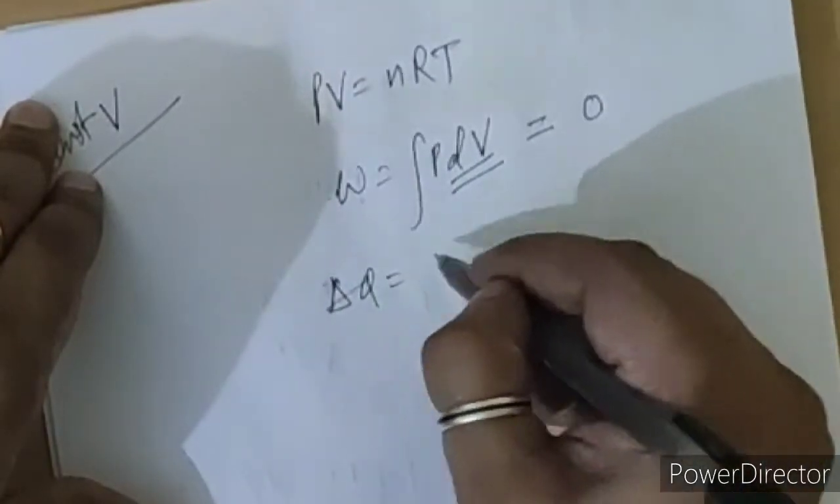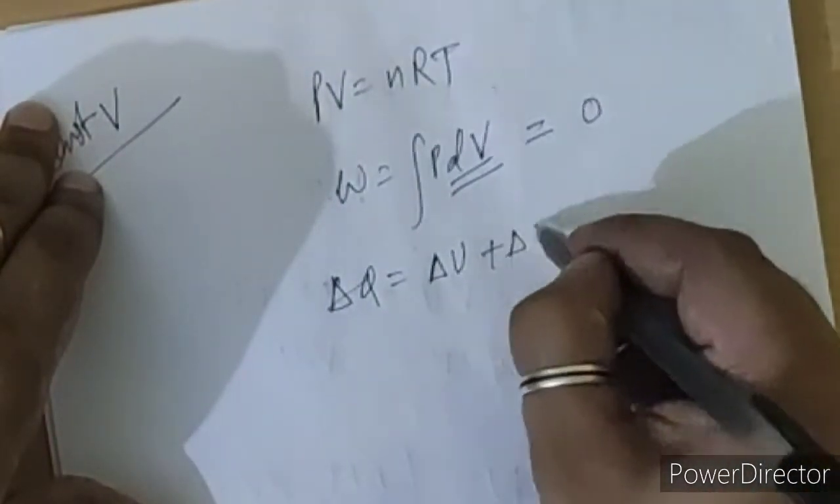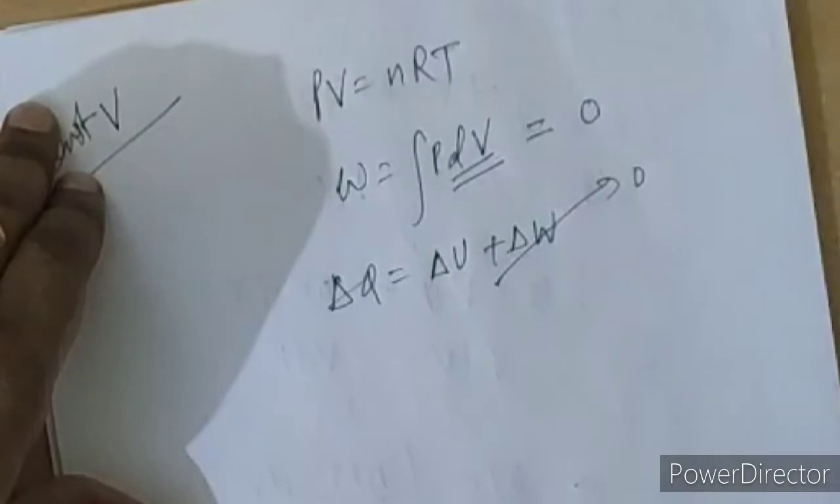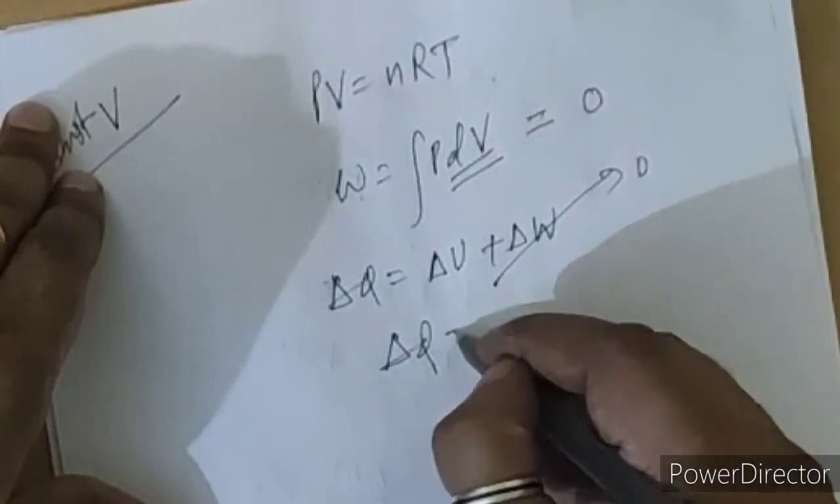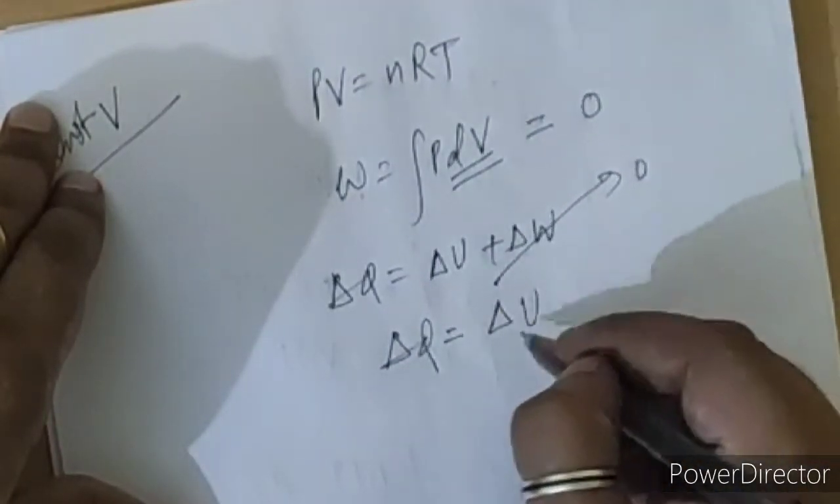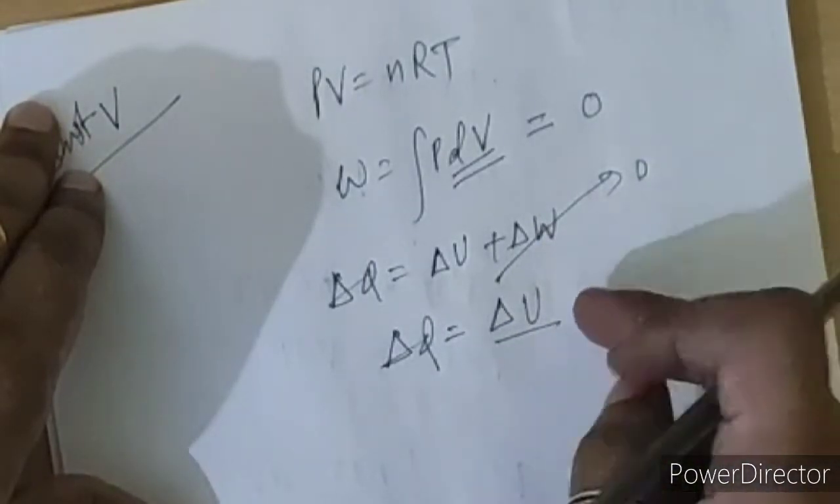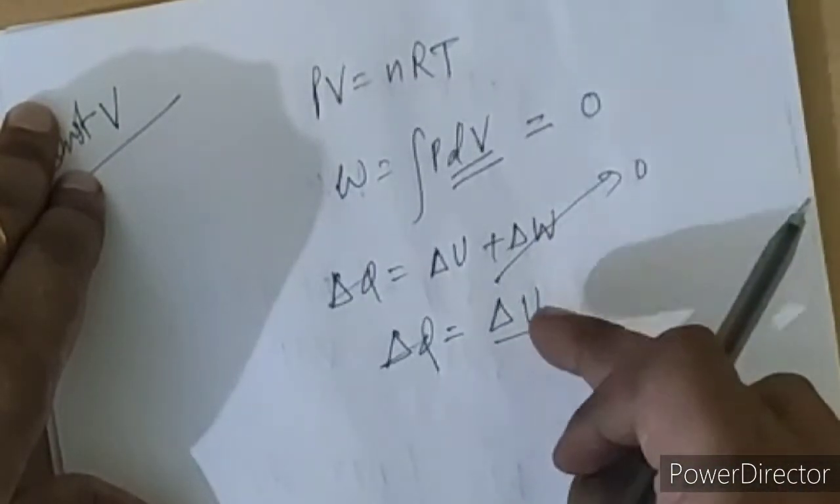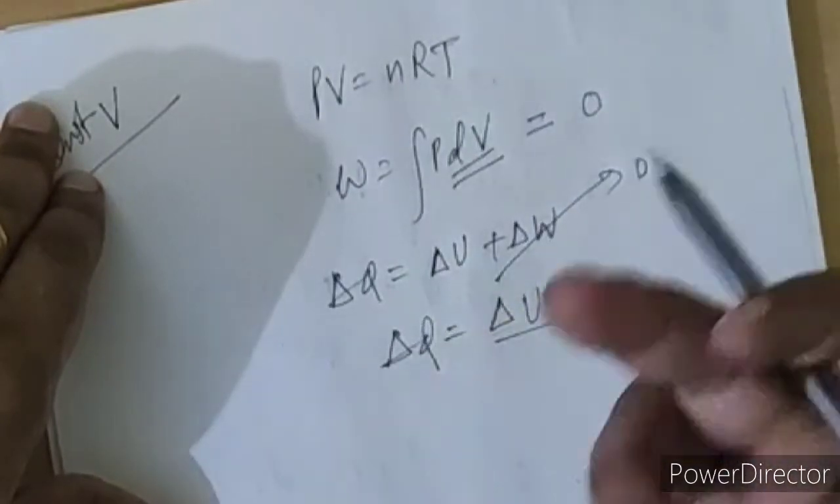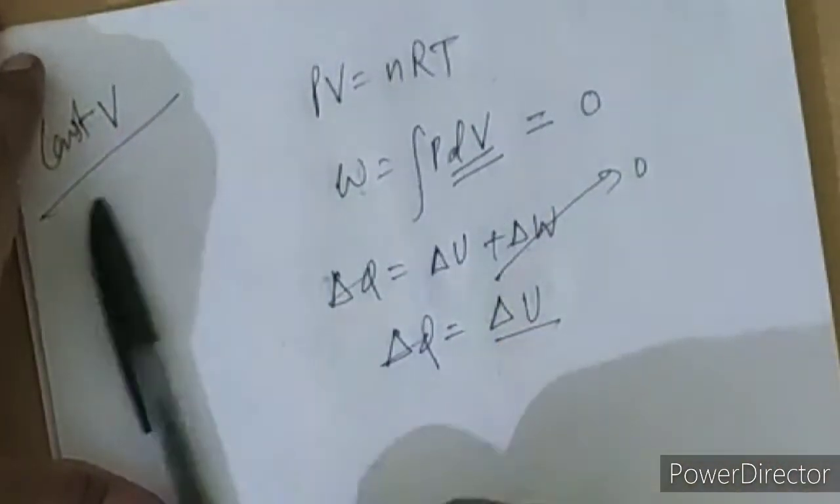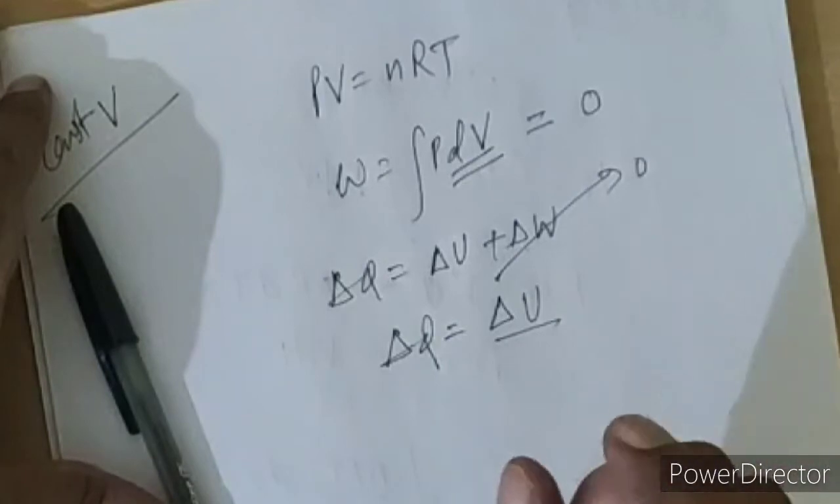Now we have the thermodynamics equation delta U plus delta W. Since this becomes 0, any heat which is supplied to the system will be stored in the internal energy of the gas, or if there is a drop in the internal energy of the gas, then there will be heat escaping out of the system. So this is all about this video.